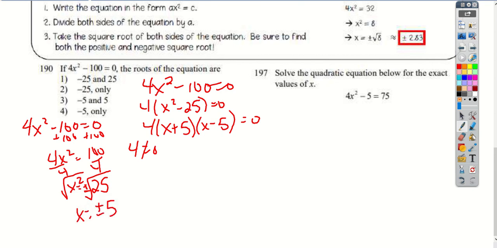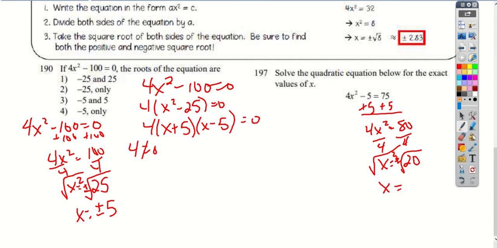And you can see we get the same solution over here. Same thing over here. We add the 5. So I get 4x squared is equal to 80. Divide by 4. So x squared is equal to 20. And then I'm going to take the square root. Remember that plus minus. So I'm going to get x is equal to plus or minus the square root of 20.